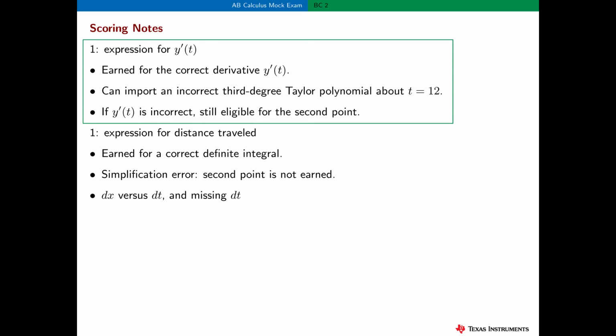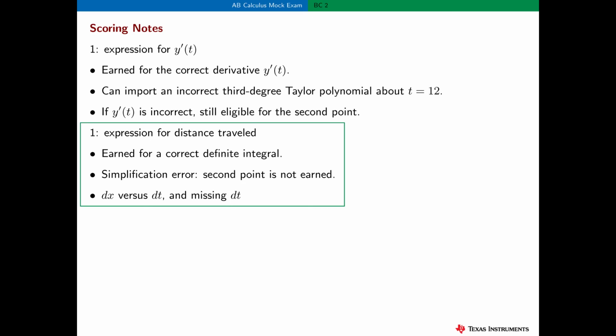Now, at an actual AP Calculus reading, there would probably be some additional restrictions on the nature of an incorrect import from Part G, because we want to make sure that the complexity of the derivative remains about the same. For example, if the student's third-degree Taylor polynomial was simply a constant, well, then that leads to a much simpler derivative here.